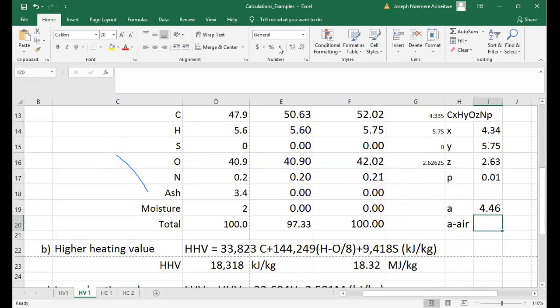Let me pick one participant. Rogers, do you know how we determine the theoretical air demand? Please unmute your mic and answer. No, actually, I don't know how to get it. Okay. Who can help? Augustine Okot? Well, I don't remember how to get it. Let me see another participant. Conrad.